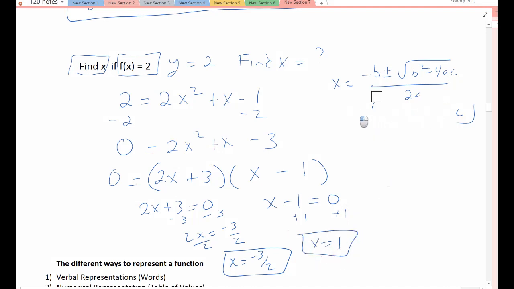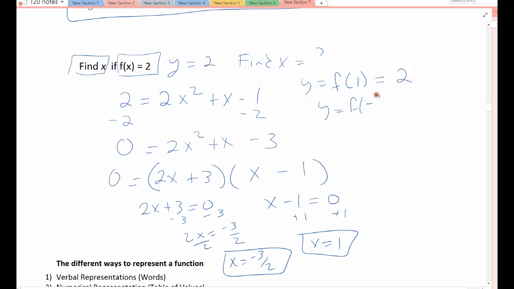But that's okay. It still means it's a function. So basically what this means is there are 2 x values that give me the y value 2. If I plug in 1 into the function, I should get out 2 for my y. And if I plug in negative 3 halves, I should also get 2. It's still a function though, because I'm only plugging one value in and getting one value out. I just happen to be getting the same value at 2 different x values. And that's okay. Function values allow me to do that. The biggest thing is one value in gets me one value out. And so there are two solutions.